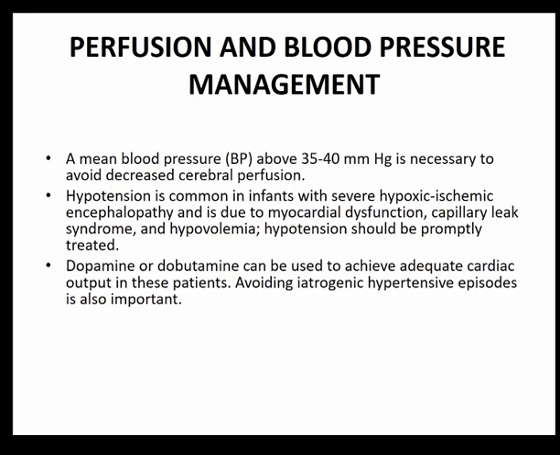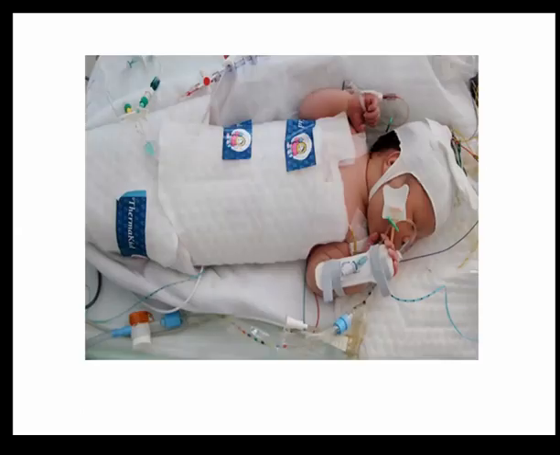As already said, perfusion and blood pressure management should be done. A mean blood pressure above 45 is necessary to avoid decreased perfusion of the brain. Decreased cerebral perfusion should be avoided. Hypotension is common in infants with HIE due to myocardial dysfunction, capillary leak syndrome, and hypovolemia. It should be treated promptly. Sometimes dopamine and dobutamine are recommended to keep adequate cardiac output in these patients. This is the feature: the baby is wrapped in cool to keep the temperature below normal.